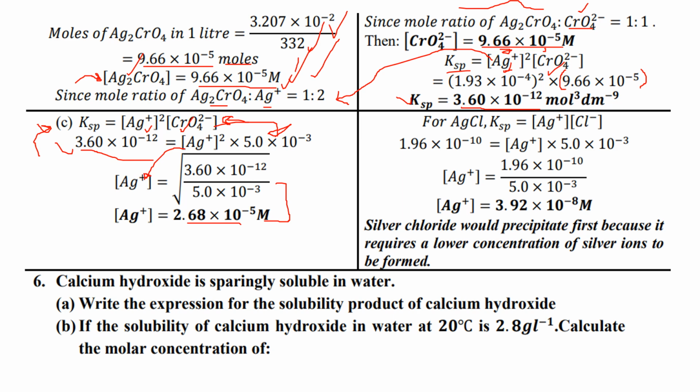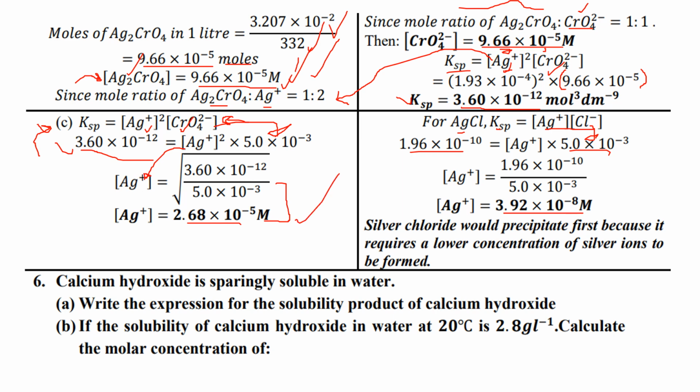But for silver chloride, Ksp is equal to its ionic product. Ionic product of silver chloride is equal to this. But you are given the solubility product of silver chloride to be 1.96 × 10^-10. So we also calculate the molar concentration of silver ions present. We are given the chloride concentration of 5.0 × 10^-3. Now here we are going to get our molar concentration of silver ions to be 3.92 × 10^-8.